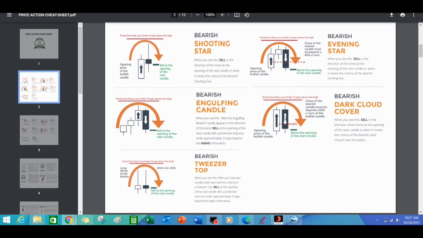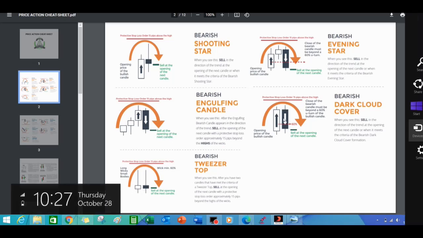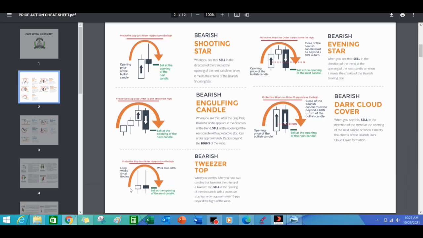This is very, very popular. This is also popular. These two are very, very common in the charts, so you should look out for them. Then we have the tweezer top. Both of the candles look like this, but this time around they will have a very long wick at the top and a short one below, with small bodies. It shows that the next candle should start selling.